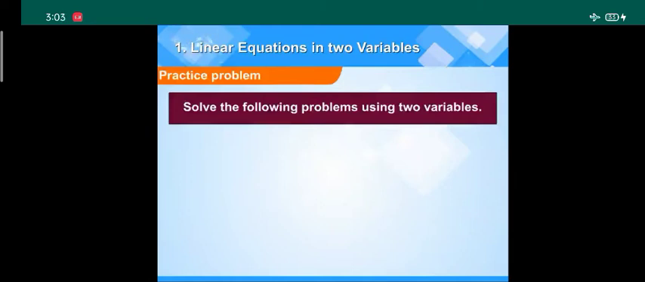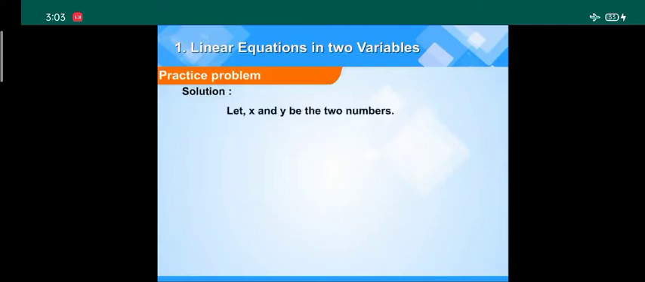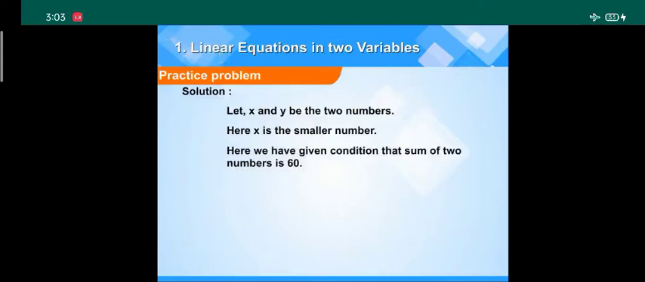Solve the following problems using two variables. Problem number 1. Sum of two numbers is 60. The greater number is 8 more than thrice the smaller number. Find the numbers. Solution. Let x and y be the two numbers. Here x is the smaller number.